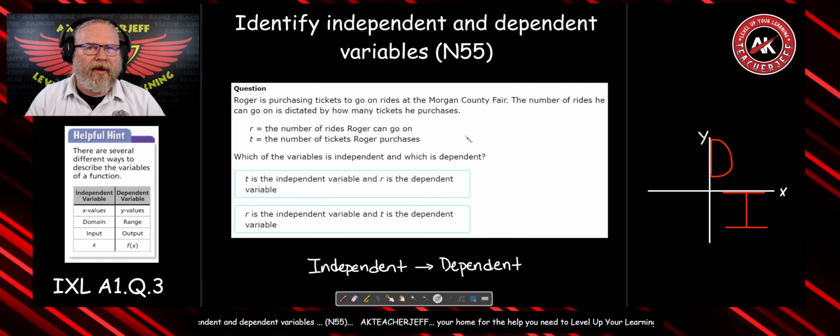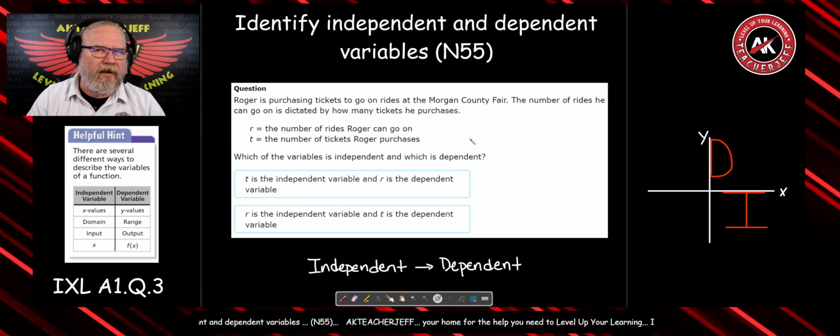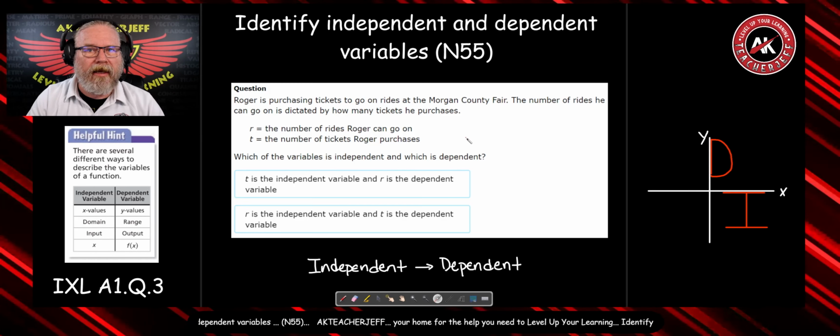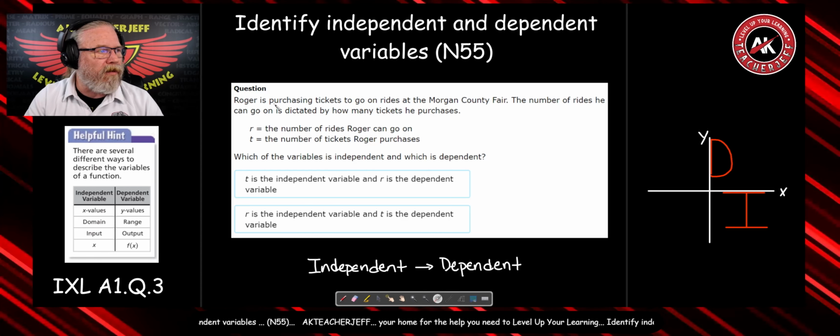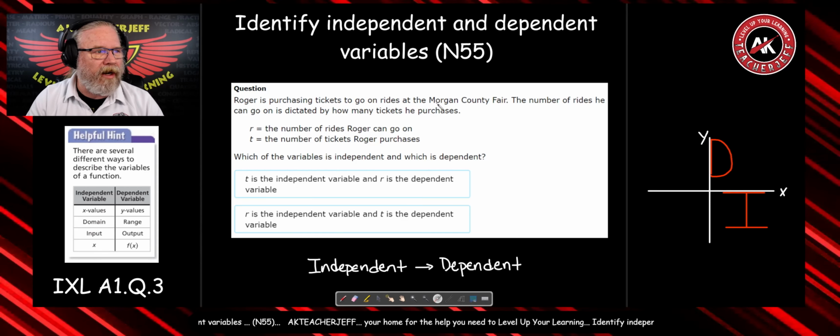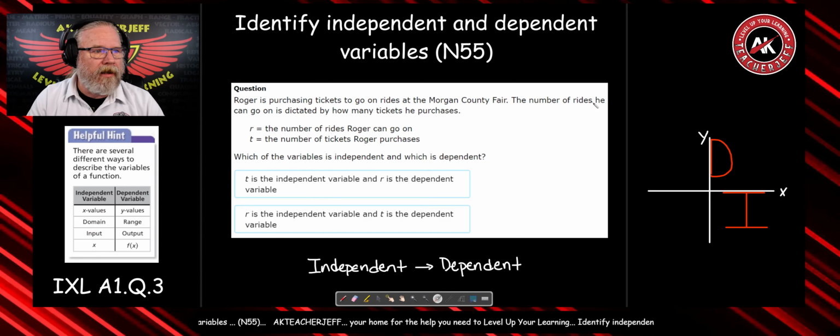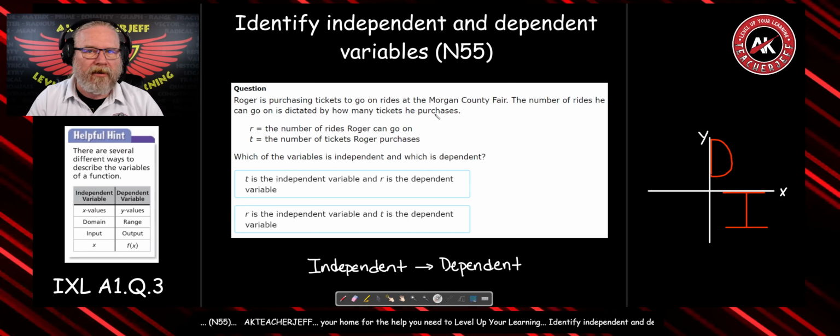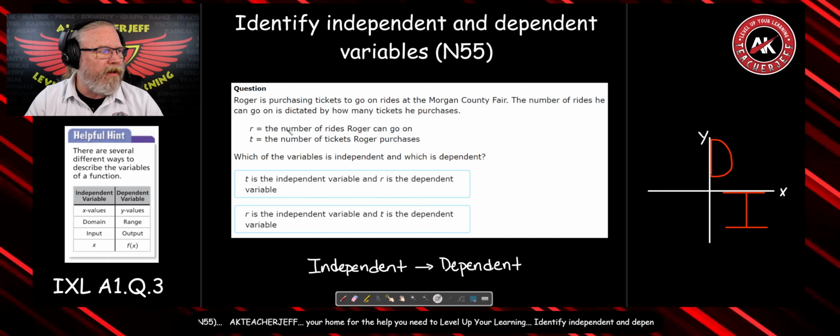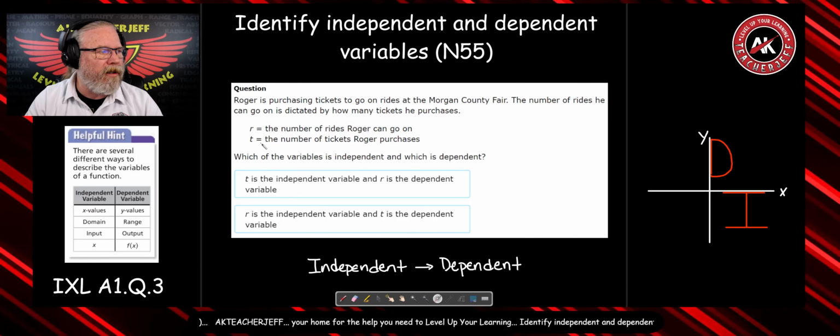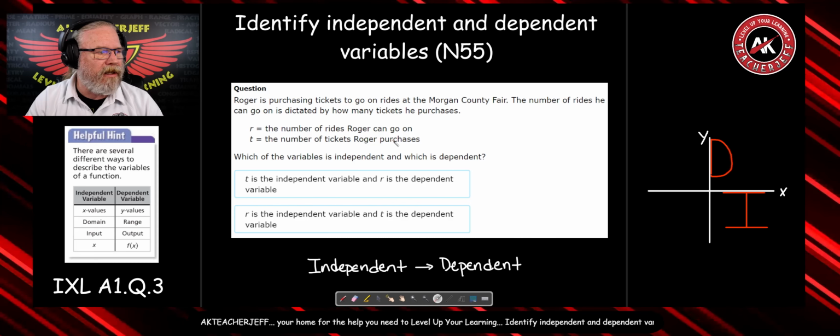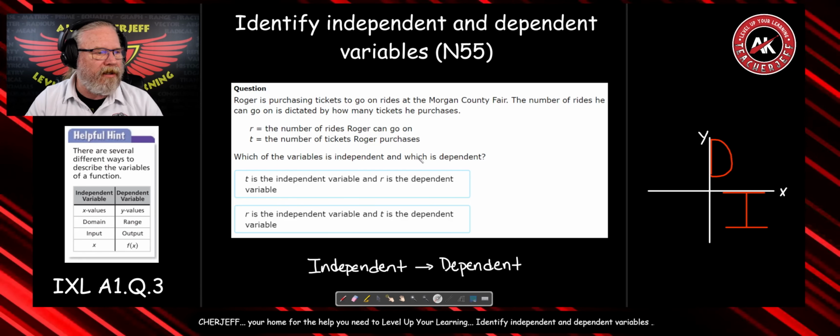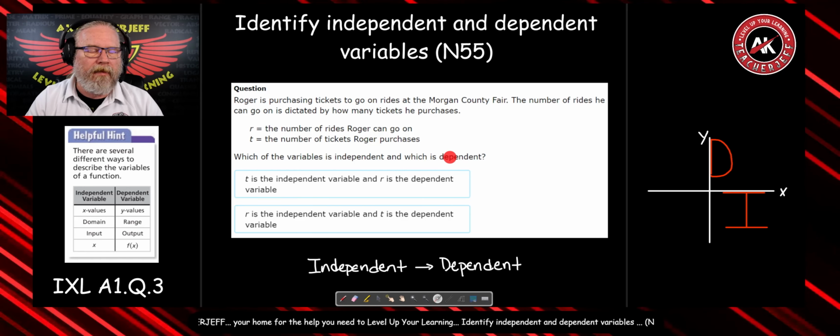So let's go ahead and read our first question, and then we'll start talking about how to identify the independent and the dependent variables. So Roger is purchasing tickets to go on rides at the Morgan County Fair. The number of rides he can go on is dictated by how many tickets he purchases. R being the number of rides that Roger can go on. T is the number of tickets that Roger purchases. Which of the variables is independent and which is dependent?